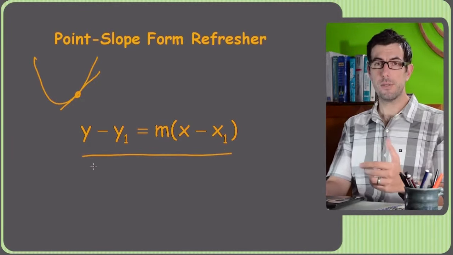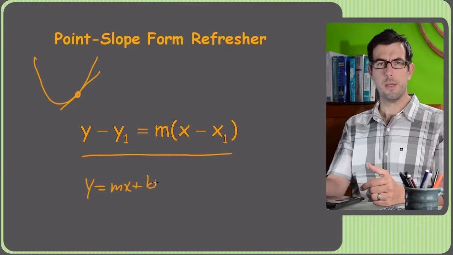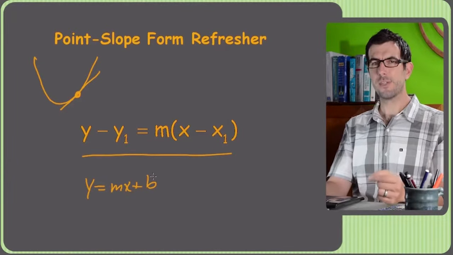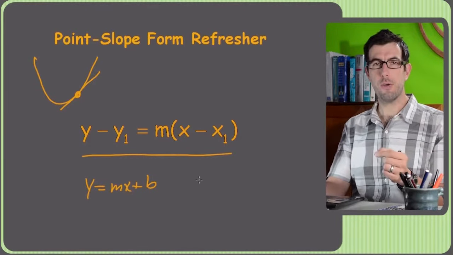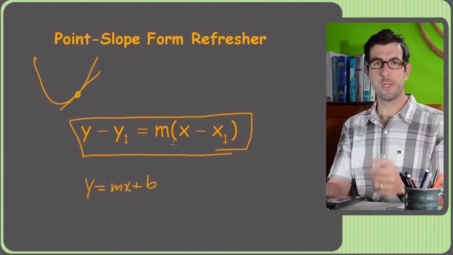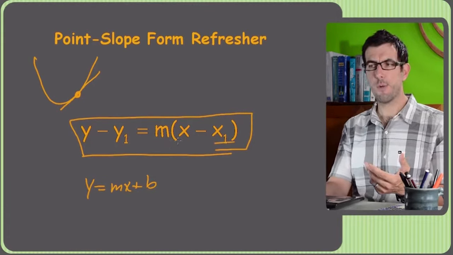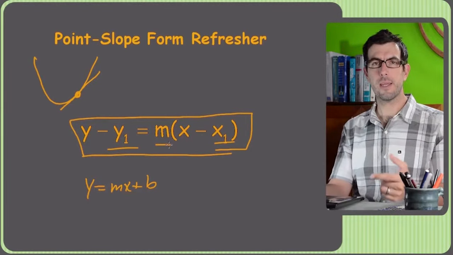What I find is that most students prefer y equals mx plus b, which is fine and dandy, but it's not actually the easiest way to do a problem. If they give you a point and they give you the slope, it turns out that this is the easiest thing. It's called point slope because you can just plug in a point, x1 and y1, and plug in a slope, and you're done. You can just circle that and call it your answer.